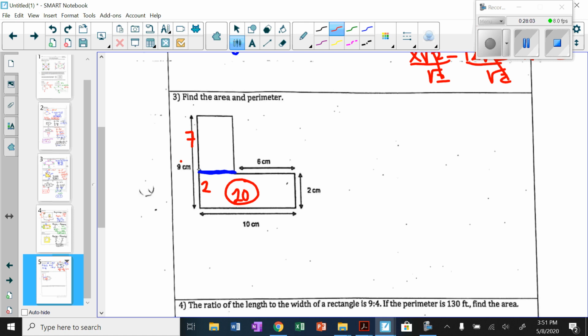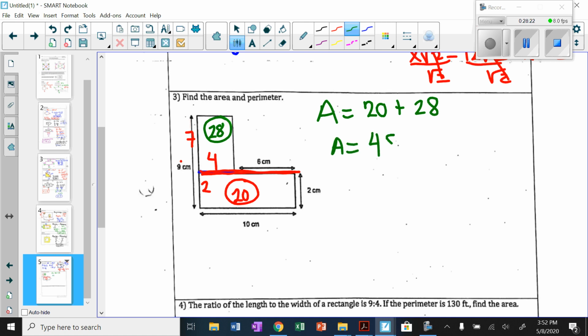And now this total length that I'm highlighting in red is 10. The right side is 6, and this is 4. So the area of the top rectangle is 28. So our total area is going to be 20 plus 28, which equals 48 units squared. Oh, not units, centimeters.